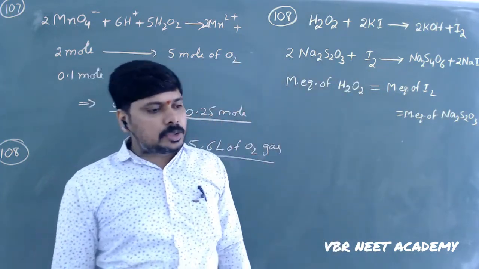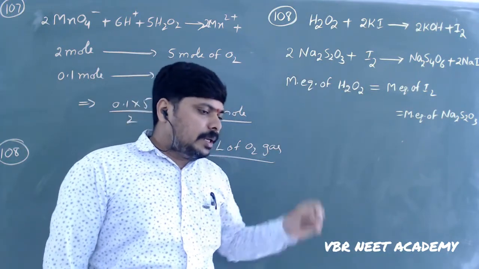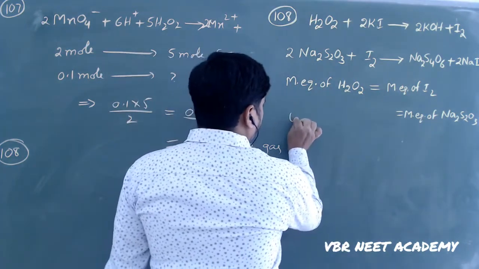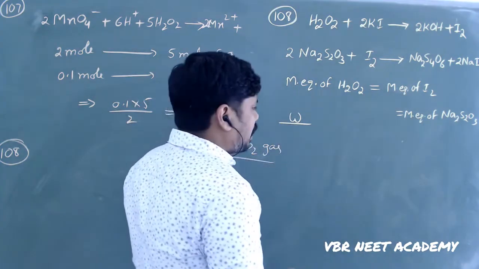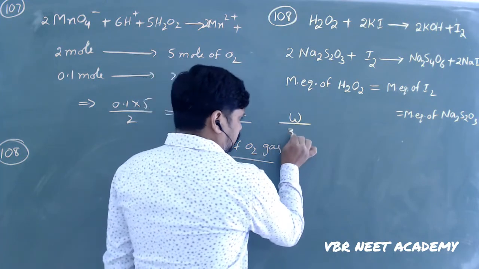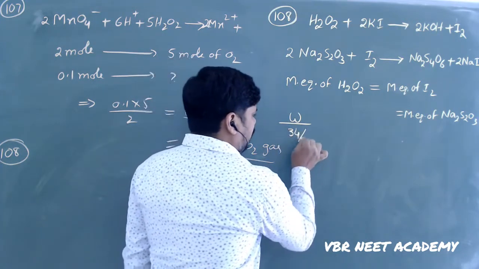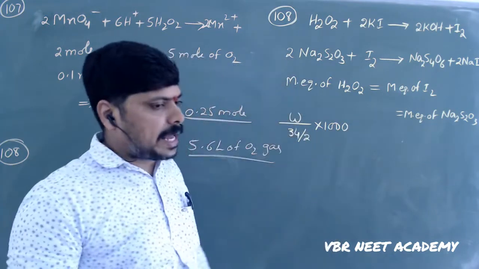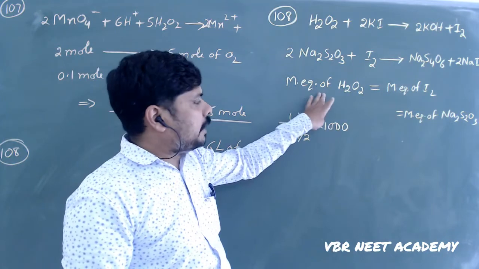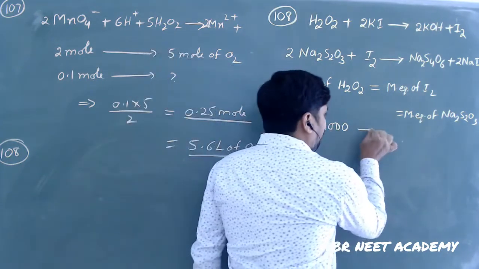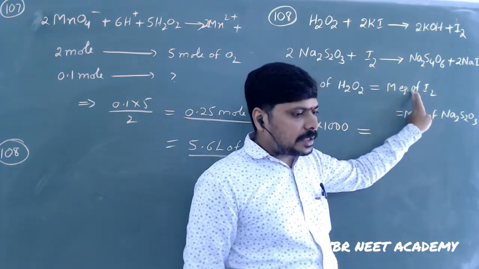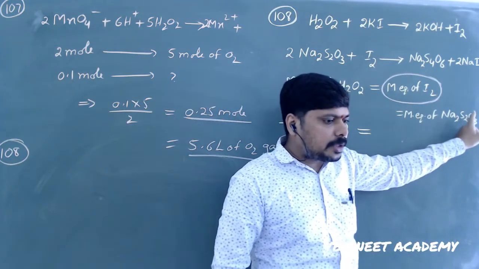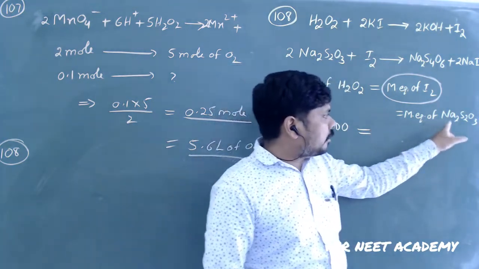How do we get the milli equivalents of H2O2? Milli equivalents of H2O2 is weight by equivalent weight into 1000. The weight of H2O2 we don't know, W. What is the molecular weight of H2O2? It is 34, and its n factor is 2. So the equivalent weight is 34 by 2, into 1000. Why? Because we are calculating milli equivalents; if calculating equivalents, 1000 is not required. This equals the milli equivalents of iodine, but that is not given in the data, so we don't consider it. We equate it to the milli equivalents of Na2S2O3.